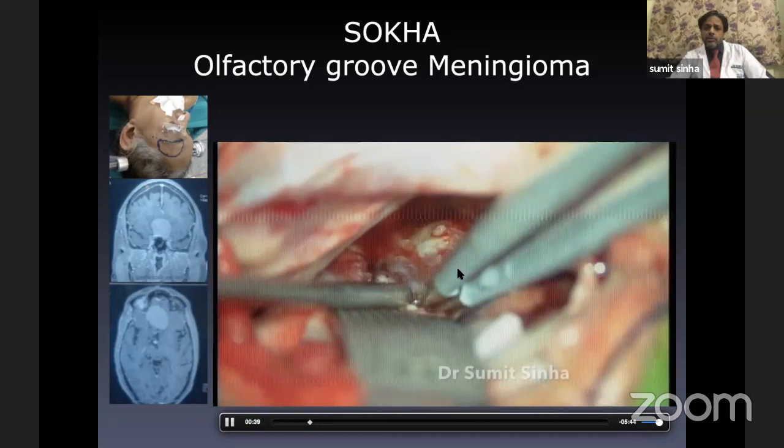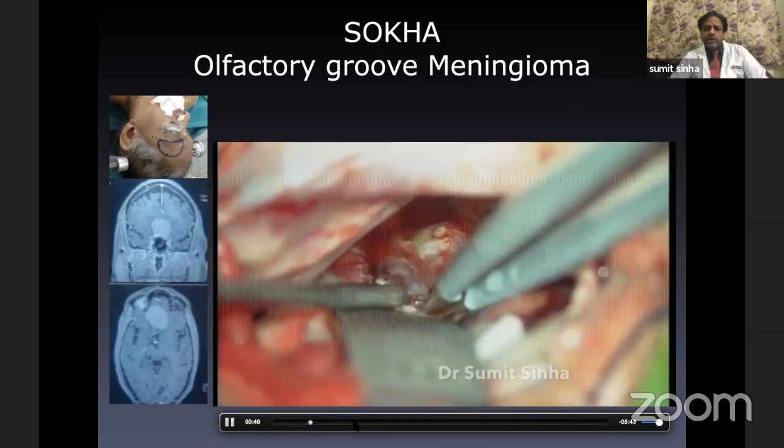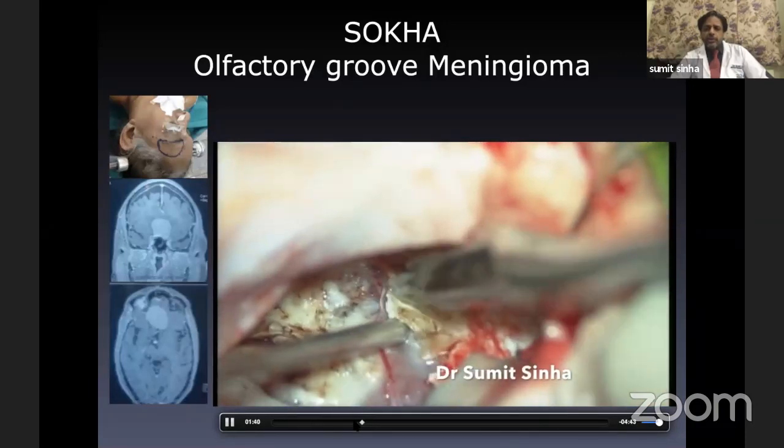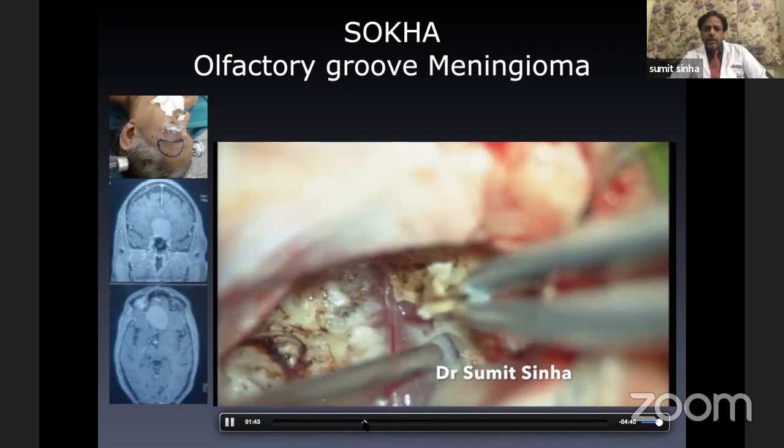So after devascularizing the tumor base, the capsule of the tumor is then coagulated, and you see that nowhere during this entire surgery do you feel any compromise in the space, and you can take out the tumor entirely, most of the times without any need for placement of any retractor on the brain as well.